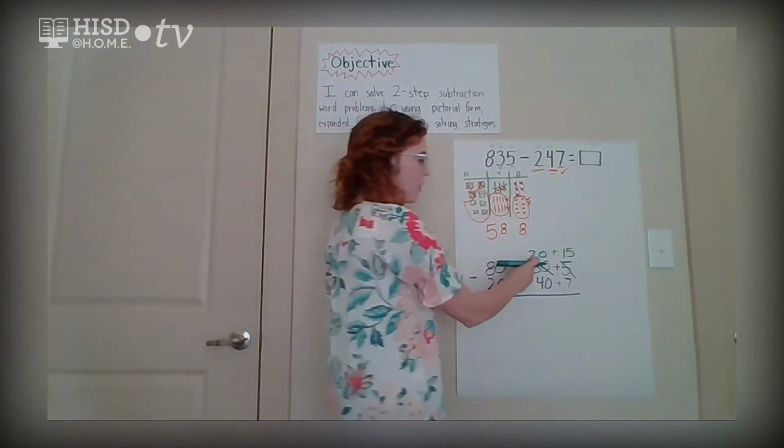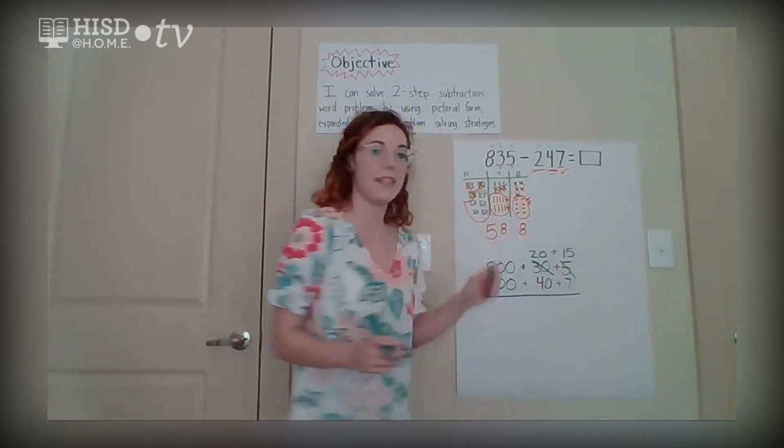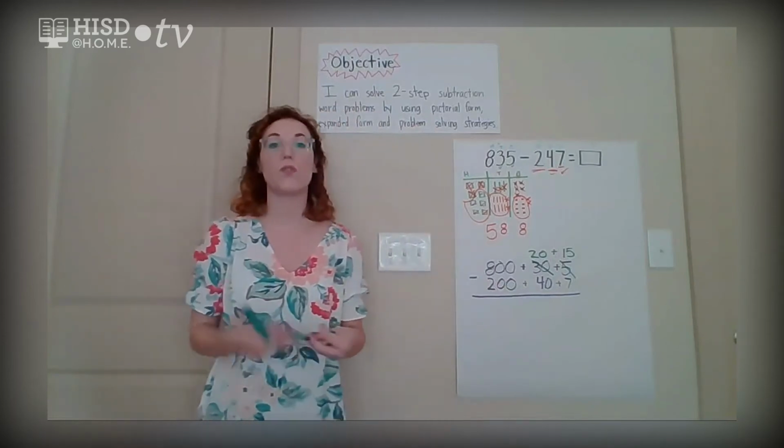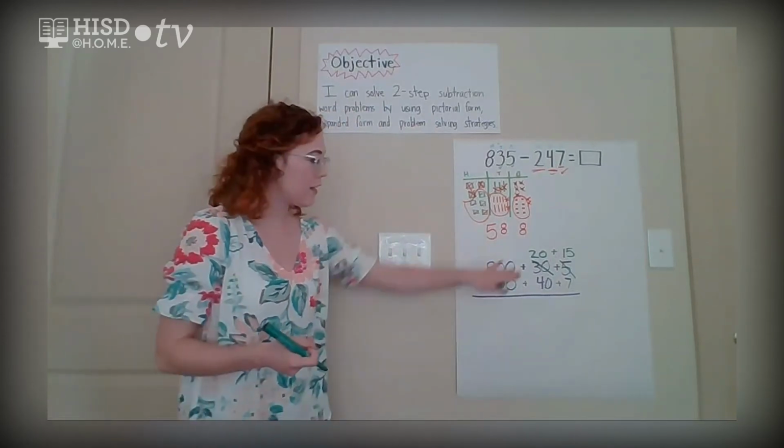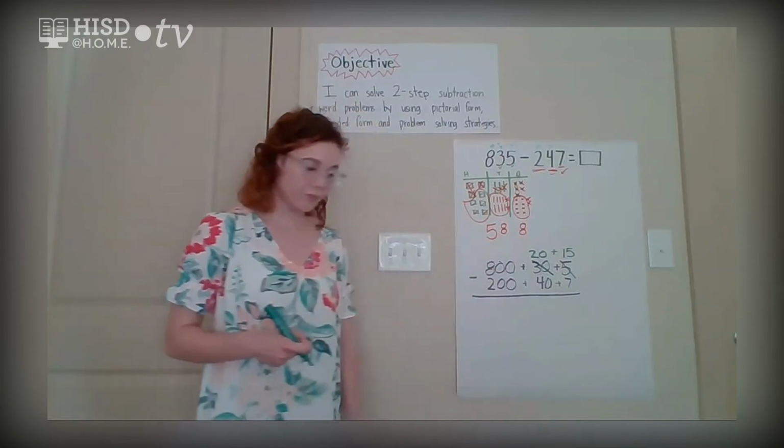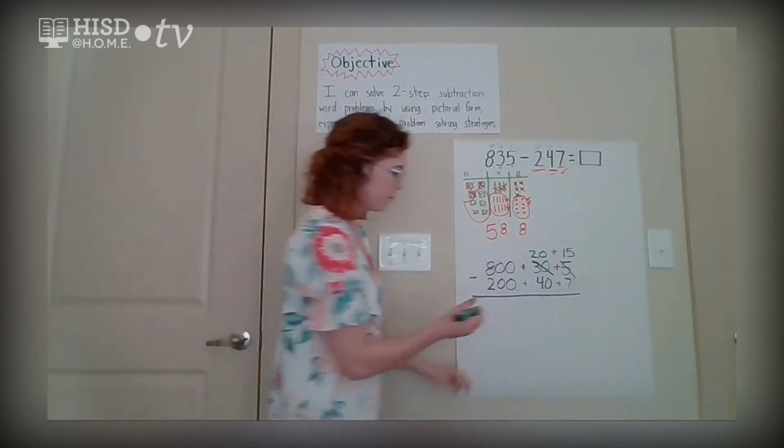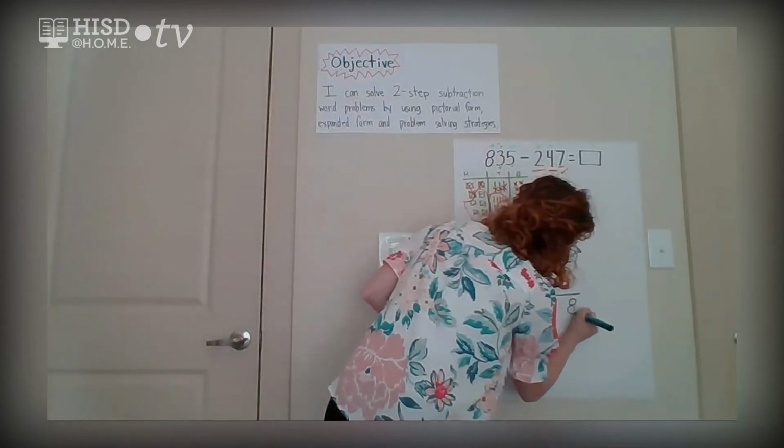So instead of having 30 plus 5, I have 20 plus 15. I'm just moving my numbers around so that it's easier to work with. 15 minus 7 is 8. I'm going to put an 8 here.